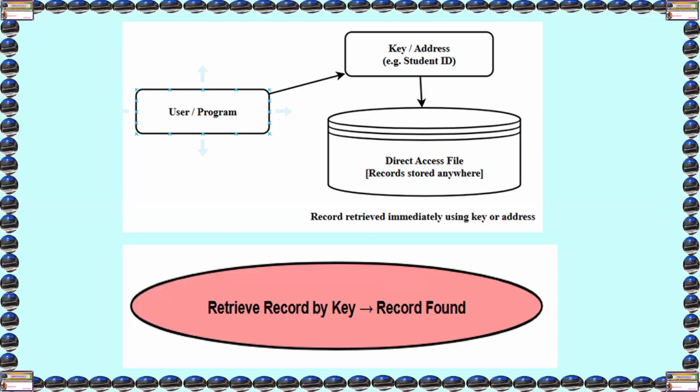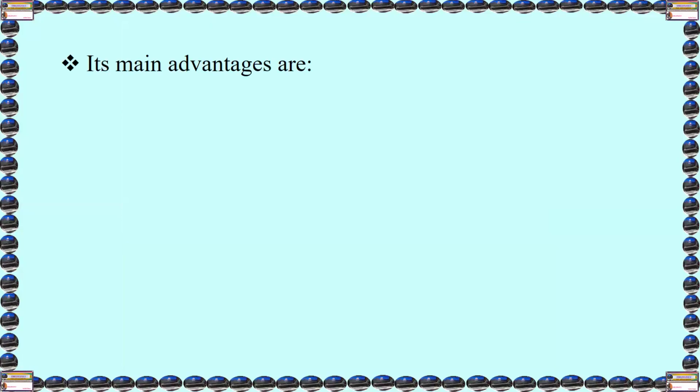It can be simplified as follows. We have retrieving record by key, and then immediately you get the feedback: record found, if it is there. But if it is missing, you still get a message that it is not available.